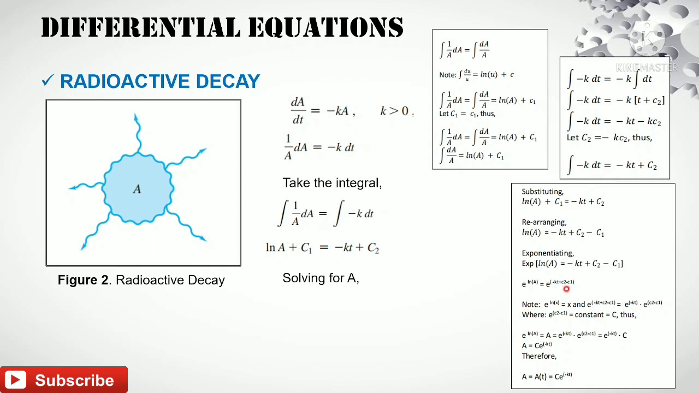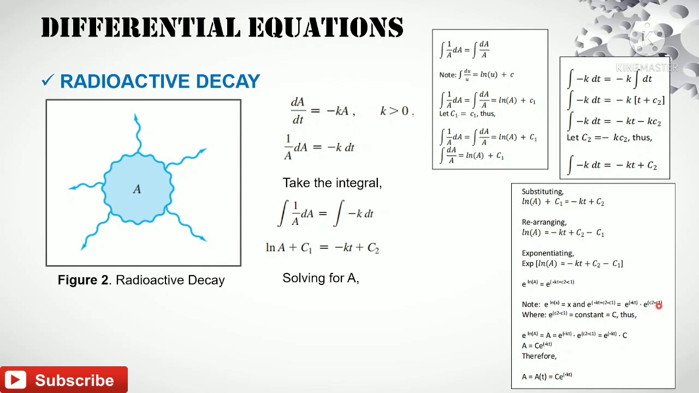And then after that, we will take note also that e raised to the ln x is just equal to x. This is a special property for exponentiation. Our e raised to the negative kt plus c2 minus c1 is just equal to the product of e raised to the power of negative kt times e raised to the power of c2 minus c1.